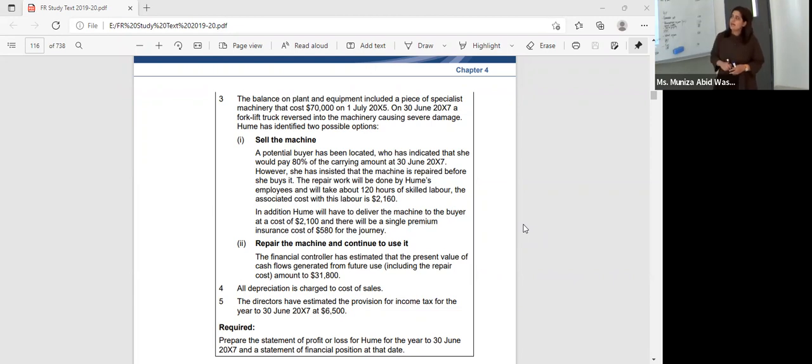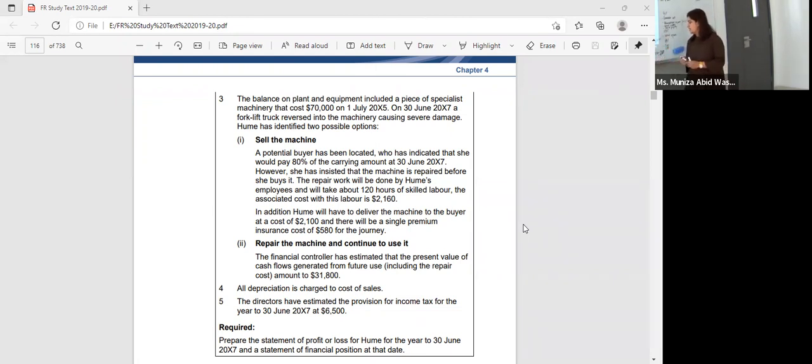In addition, Hume will have to deliver the machine to the buyer at the cost of 2100. This is again an additional cost of 2100. And there will be a single premium insurance cost of 580 for the journey. So this 580 is also going to be deducted. So this will be our NRV.